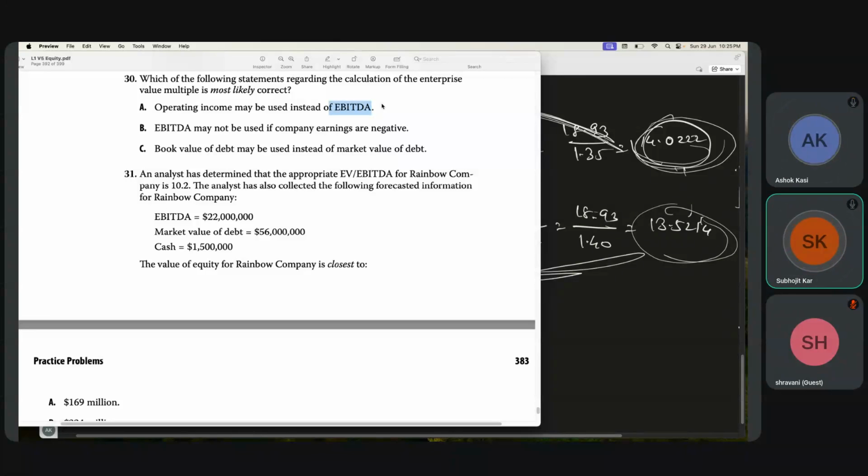Just check them. So it's A. Operating income may be used in place of EBITDA when calculating the enterprise value. Okay, let me see.